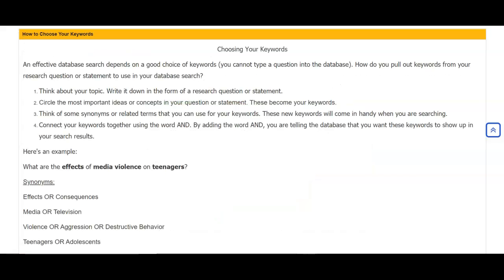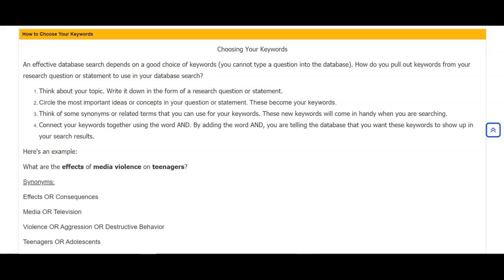The next important topic we're going to address, another one to really think about before you start the research process, is the importance of choosing your keywords. Your keywords are just the specific words that you put into the library catalog or a library database that give you the search results you're looking for.